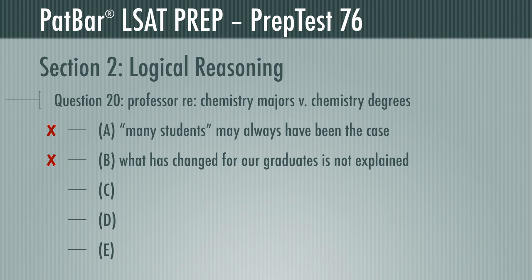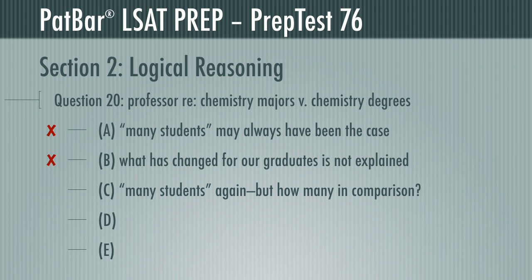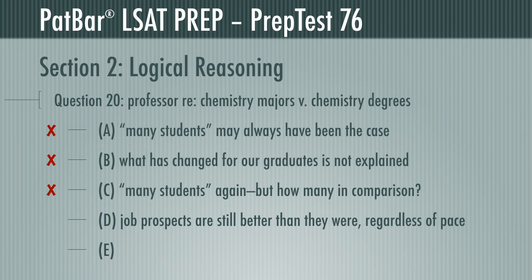Many students probably are unsure of their choice of major, but we're not told how many compared to 10 years ago. And it would not explain in and of itself why there's a change. Would D help? We are told in the passage that job prospects for those with chemistry degrees are better, which is a change, but it doesn't matter whether that keeps a precise pace with other science degrees. Maybe if there was an accompanying assumption of a difference in salaries or prestige or something, but there isn't. D is incorrect.